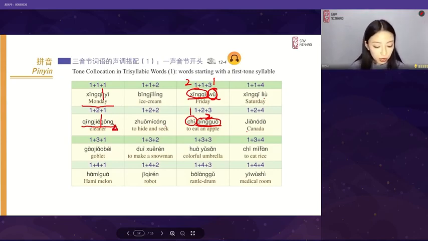Now let's move on to the next one. For example, this, 波浪鼓. Okay, for this one, 波浪鼓, we can separate it here, 波浪 and 鼓, and 鼓 means drum, so 波浪鼓 means a rattle drum. So we can read it as 波浪鼓, okay, 波浪鼓. This is about the collocation in trisyllabic words. Just try to separate them into two parts, and we know how to read it.